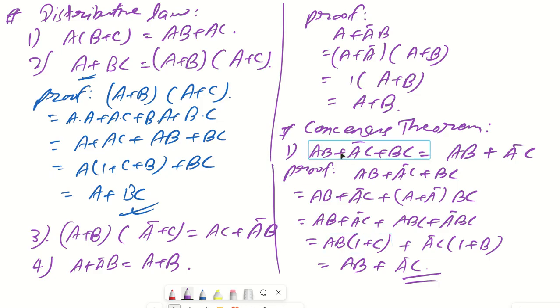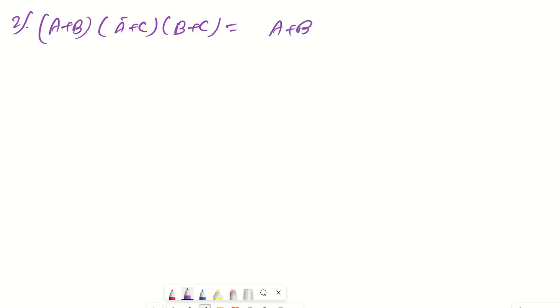Now this was the multiplication type, we will have the addition type as well. So let us say number 2, the consensus theorem is (a plus b) into (a bar plus c) into (b plus c). So this is going to be equal to (a plus b) into (a bar plus c). Understood? So basically the b plus c term is redundant. Okay, so the same way you did it for the multiplication one, you can prove this one also.